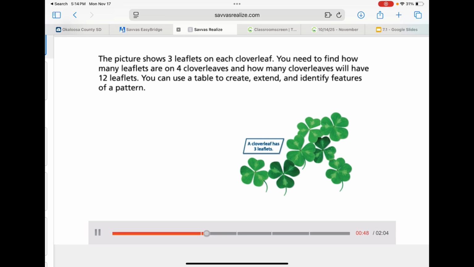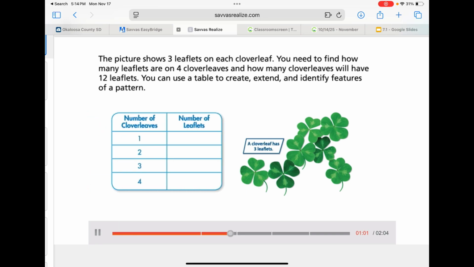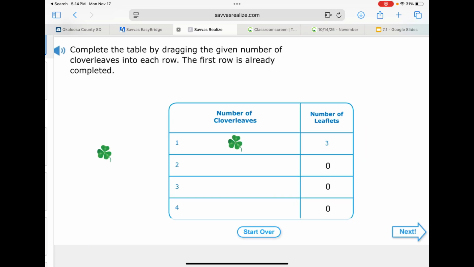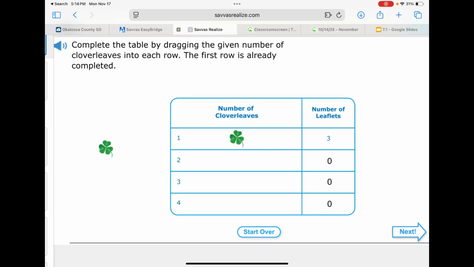The picture shows 3 leaflets on each clover leaf. You need to find how many leaflets are on 4 clover leaves and how many clover leaves will have 12 leaflets. You can use a table to create, extend, and identify features of a pattern. Complete the table by dragging the given number of clover leaves into each row. The first row is already completed.